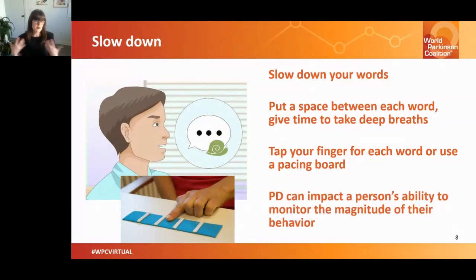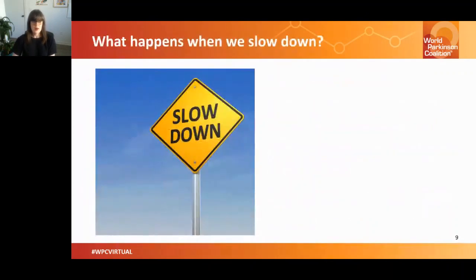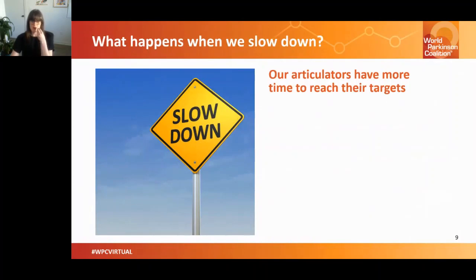Again, also similar to loudness, Parkinson's can impact one's ability to monitor themselves. So using an external tool like a pacing board can be really helpful. What happens when we slow down? Our articulators have more time to reach their targets, so our pronunciation can be a little bit more clear.